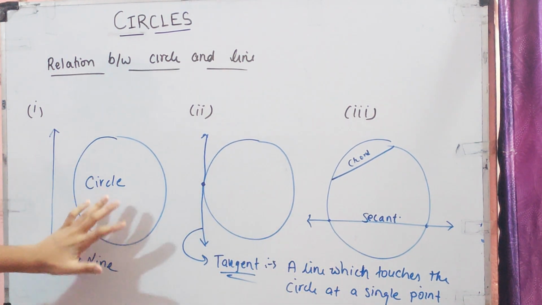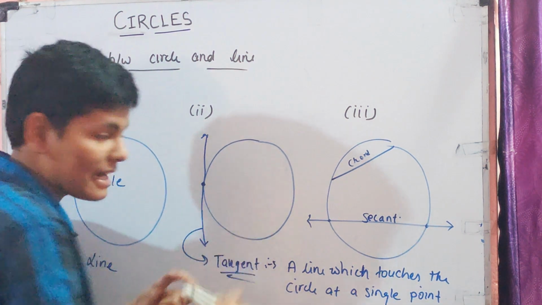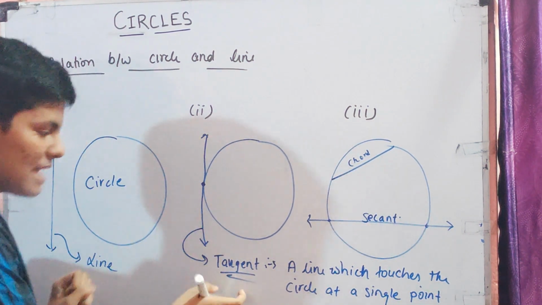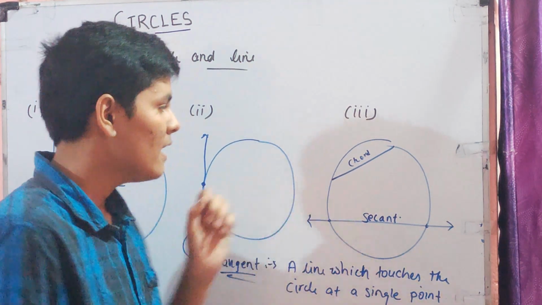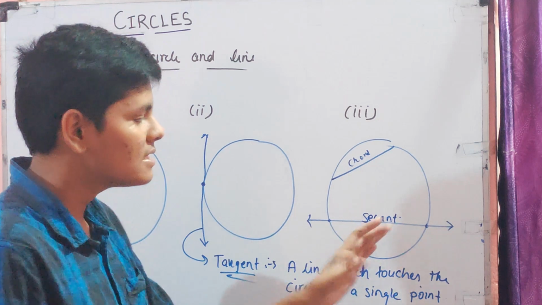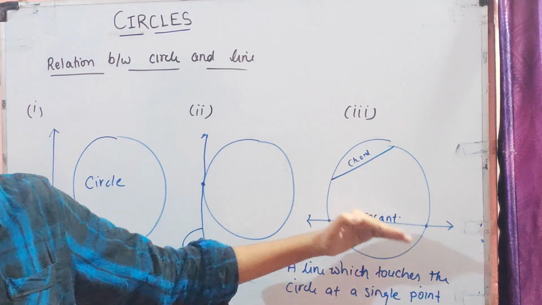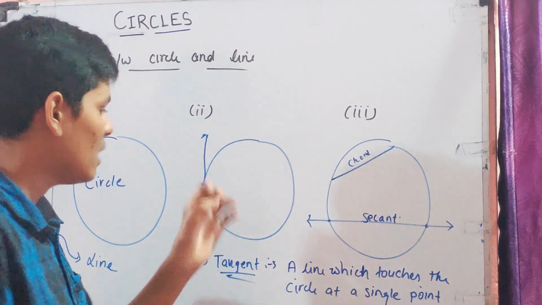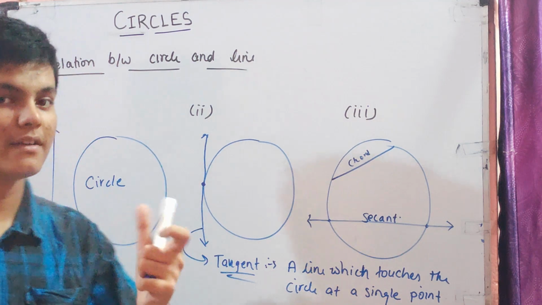When a line and a circle are separate entities, there is no relation. When the line touches the circle at a single point, then that line is known as tangent. What is a tangent? A line which touches the circle at a single point. Then we have a secant. What is a secant? When a line is crossing a circle, cutting it into two different parts, then that is known as a secant.